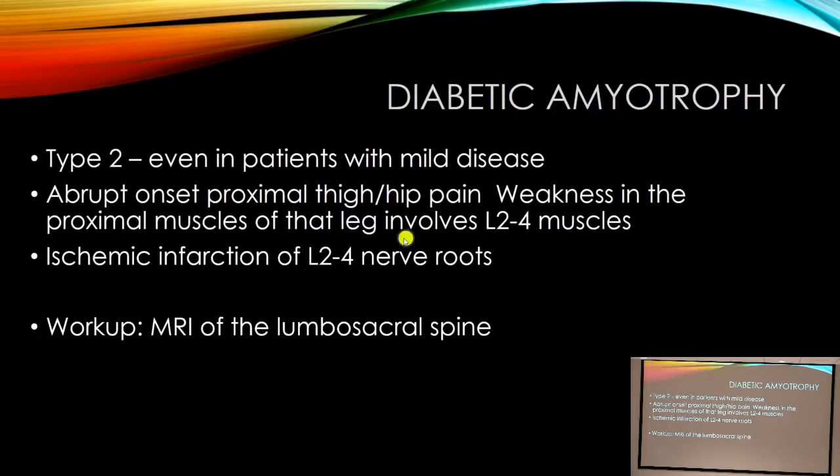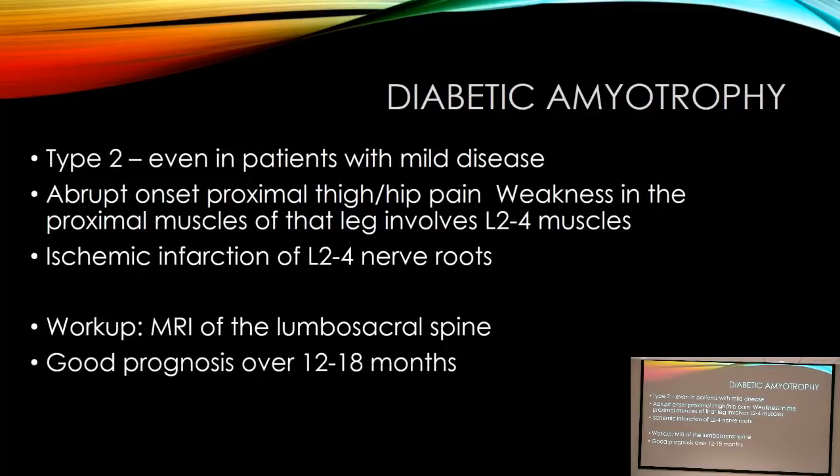And this in itself can be tricky because no one over the age of 65 has a normal MRI of their lumbosacral spine. So you have to kind of use some common sense here. But we don't see a big disc extrusion with nerve root compression. And so if that's the case, patient has diabetes, we've ruled out a structural lesion, we assume the patient has diabetic amyotrophy.